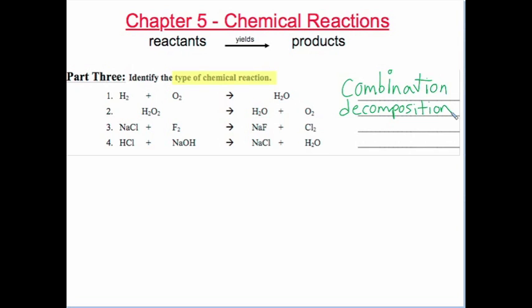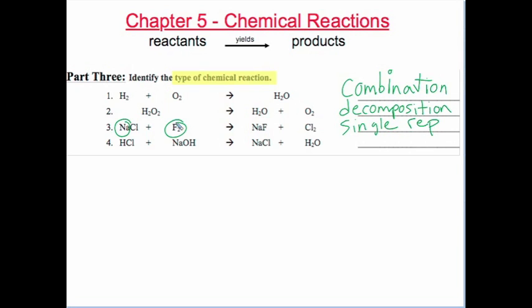The third example, NaCl plus F2 yields NaF plus Cl2. This is a single replacement. We know that because the sodium, the positive metal, is bonding with the fluorine. So the fluorine is kicking out the chlorine.